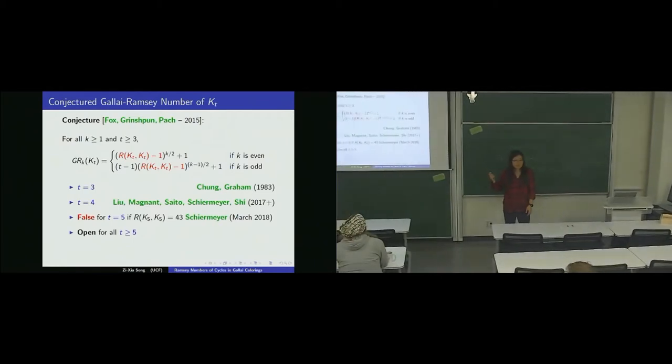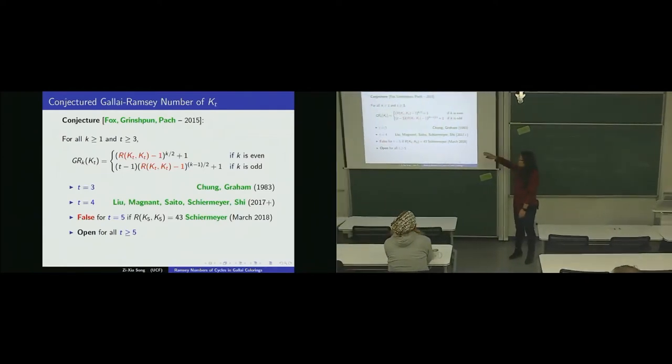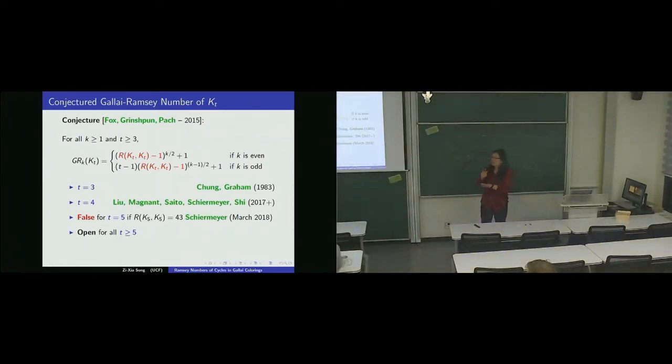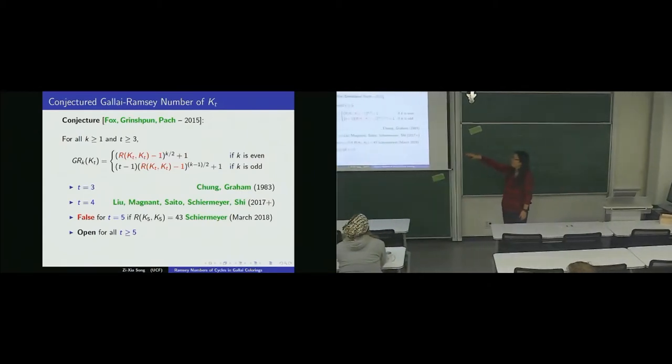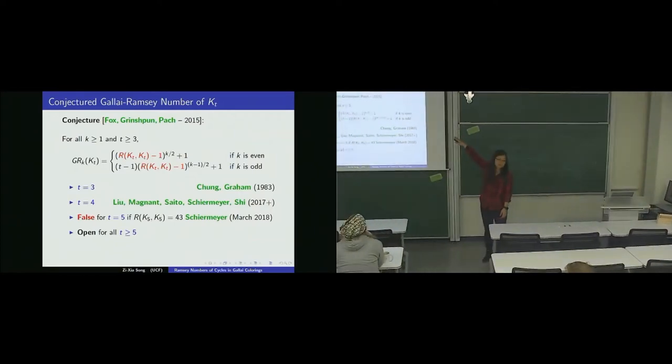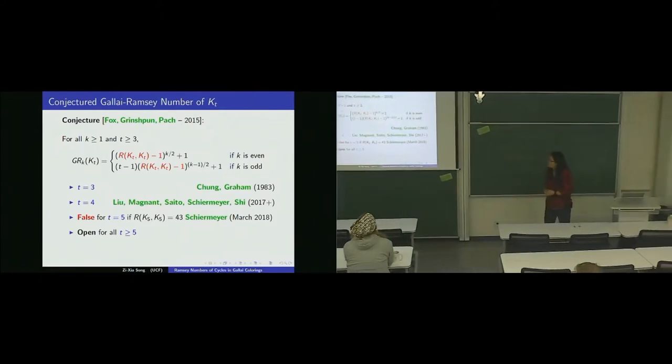So the interesting part here is for K5. In March 2018, we attended a conference. Engelmir found a construction on 169 vertices. You don't see a rainbow triangle, and you don't see a monochromatic K5. So this construction tells you that if the lower bound for R(K5, K5) is the correct answer here, then this conjecture would be false. So this adds a little more interest to R(K5, K5) now.